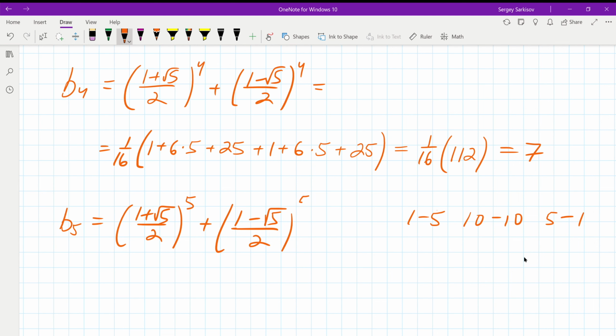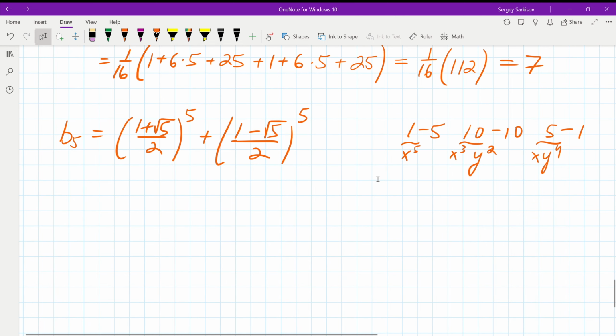So I'm going to talk about this doubling, and that doubling. 1, 10, 5, where this is going to be the x to the fifth, x cubed y squared, and x y to the fourth. And I'm doubling that because there are 2 times I'm adding it. So it's equal to 1 over 32, 1/2 to the fifth. I'm just going to write 2 over 32, so that's actually 1 over 16, but let me write that so you can see that.